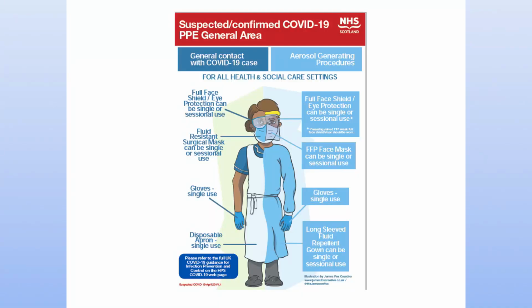So this is a kind of a pictorial representation of what we should be wearing on the ward in wards that have suspected or confirmed cases of coronavirus on them. So the left-hand side of the picture shows you what we'll be wearing on the vast majority of wards, because we're not likely to be doing aerosol generating procedures there, and we'll talk about that in a wee minute. But the PPE that we should be wearing is a full face shield or goggles, a fluid-resistant surgical mask, a simple apron, and this pair of disposable gloves.